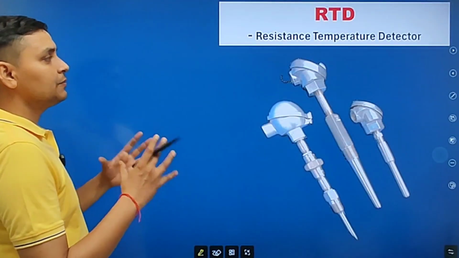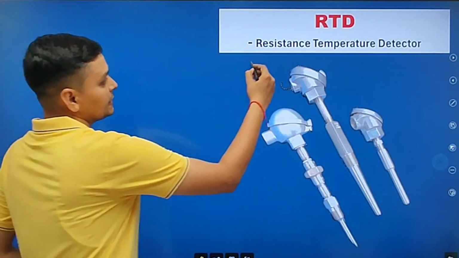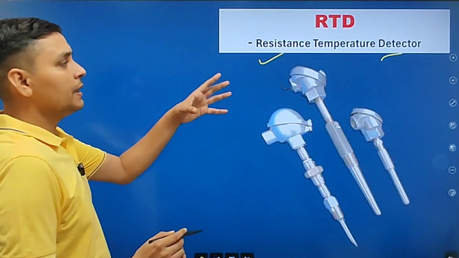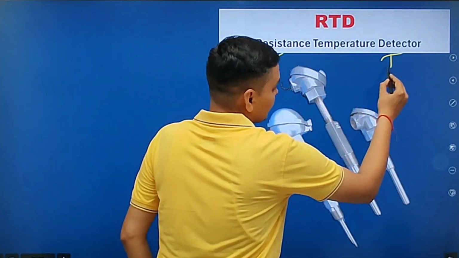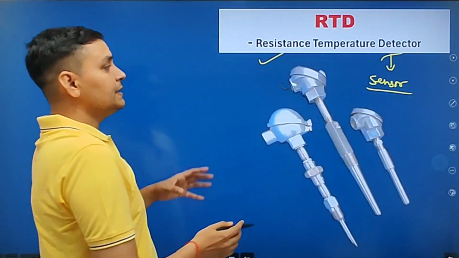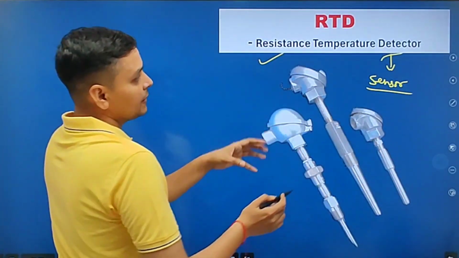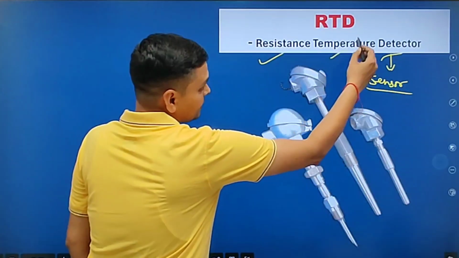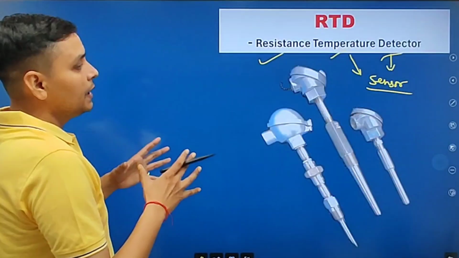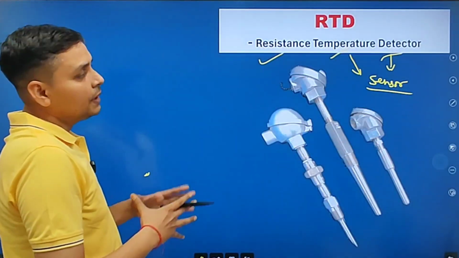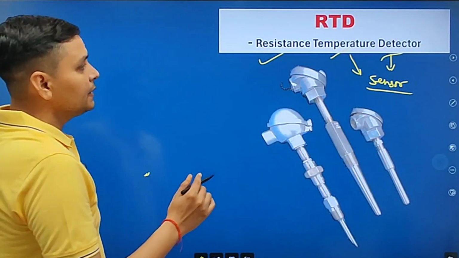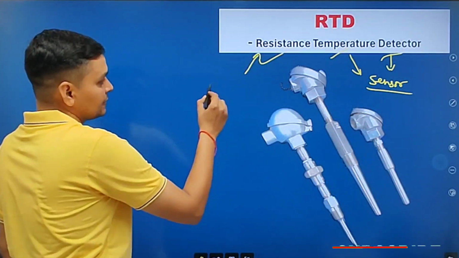If we talk about its full form, it is resistance temperature detector. Here you can understand detector means a sensor. So friends, RTD is a sensor and it detects temperature, so it is a temperature sensor. And you can reply in any interview that RTD is a temperature sensor and its output is in resistance.